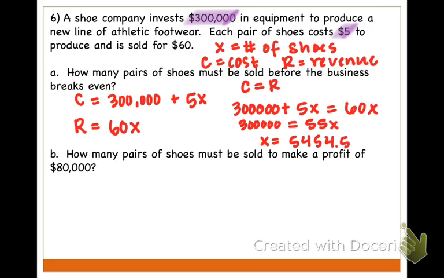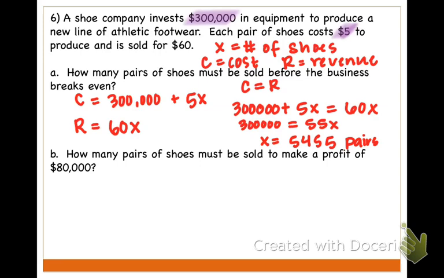5,454.5 pairs of shoes. But there's a problem. I can't sell 0.5 pairs of shoes. So what we're going to do is instead we're going to round up, and we're going to say we sold 5,455 pairs of shoes. So that's how many pairs of shoes it's going to take till we break even, till the amount of money that we've made matches the amount of money that we spent.